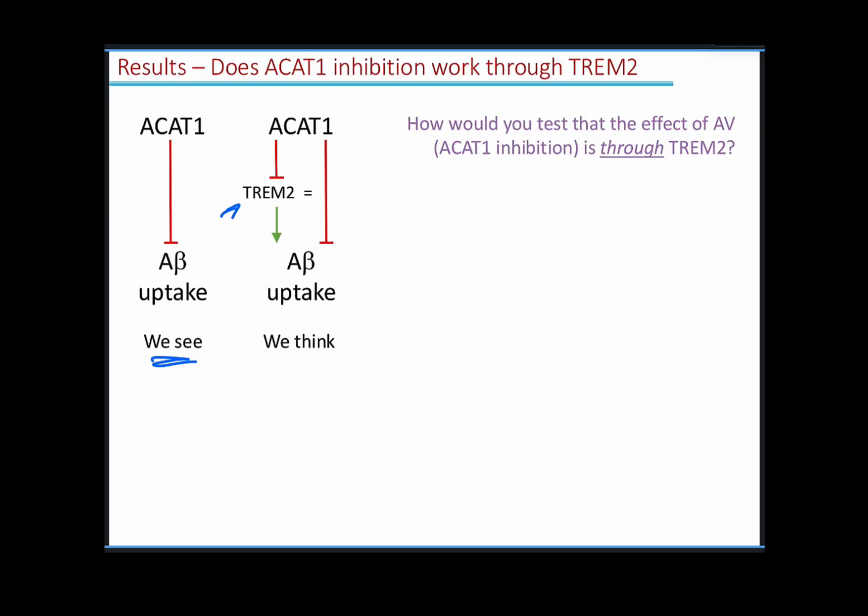So how would you test the effect of AV? Or how would you test if it is true that the effect of AV is through TREM2? So we add AV, cells that have TREM2, and cells that don't have TREM2. And then what we expect is AV has an effect here, no effect here. What have we called these before, sort of colloquially? Right?